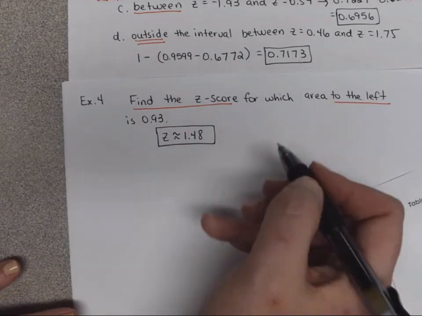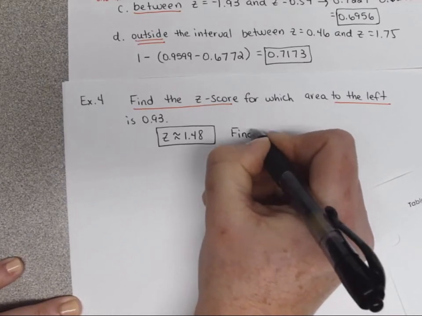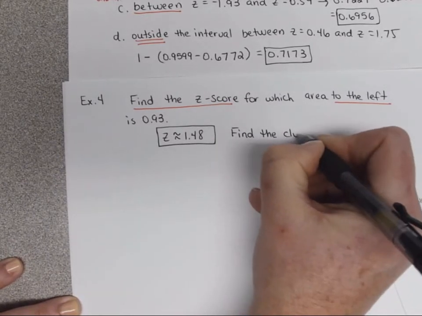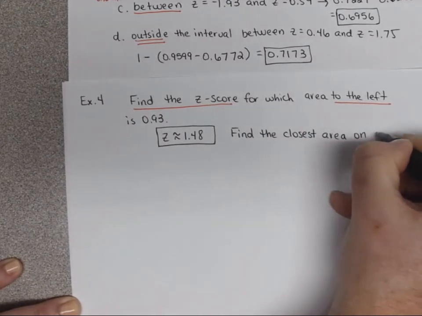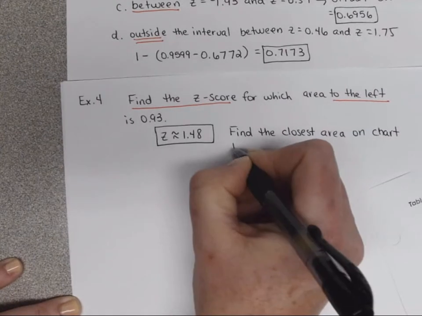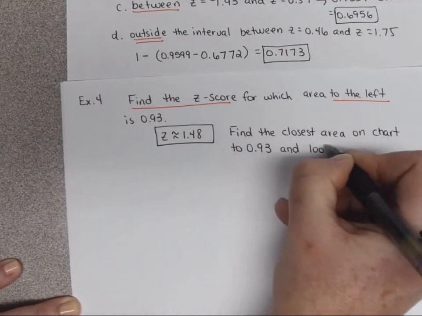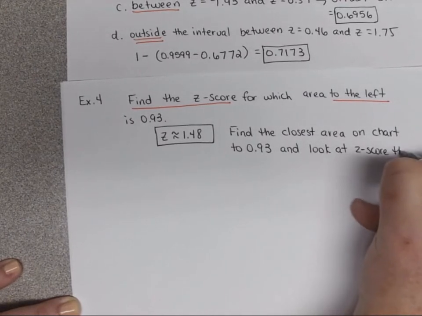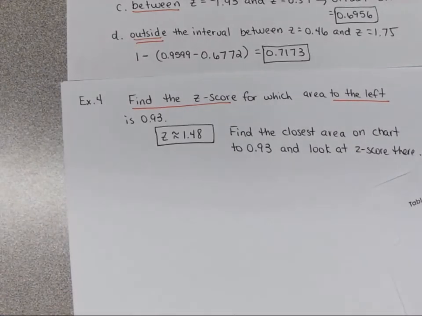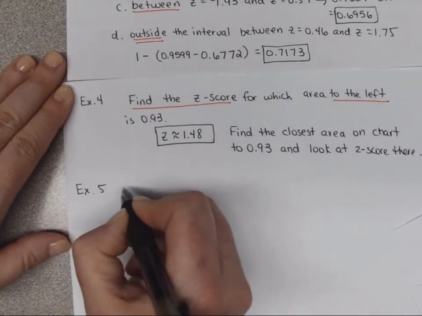Okay, so let's write down what we did here. You're going to find the closest area on the chart to 0.93, and you're going to look at the z-score there. Okay, it's very rarely going to be perfect, so you're just going to have to pick the one that is closest. All right, let's do another one.